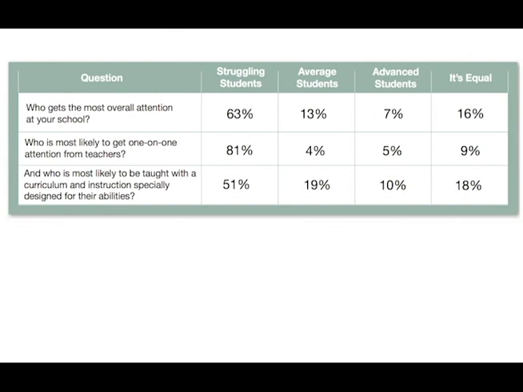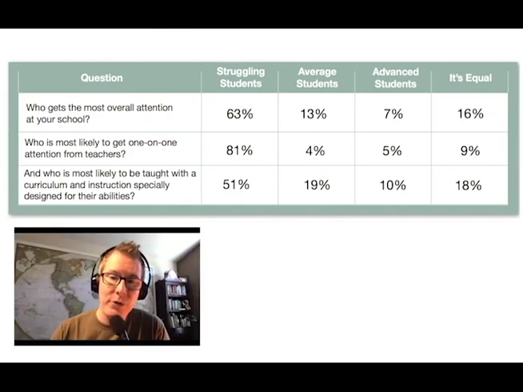There's another related couple of questions in this survey that I also want to talk about, and this has to do with why we might still want to try to differentiate. It has to do with who gets attention in their school. Who gets the most attention in their school? It says that struggling students, 63%, get most of the attention in school. And if you look at advanced students, it's only about 7%. One-on-one, also struggling students. And if you look at the curriculum, the content we're going to teach, who is it designed for? Again, struggling students.